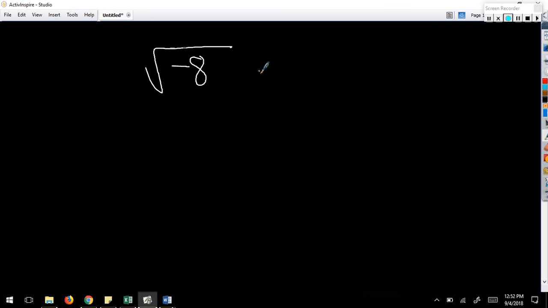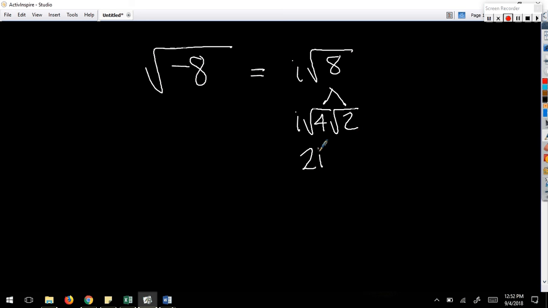Take the i out. And somebody else is saying, figure out what? Perfect square goes into 8. What is it? 4 and 2? I got the 4, I got the 2. Square root of 4 is 2, so I'm going to write this as 2i square root of 2.